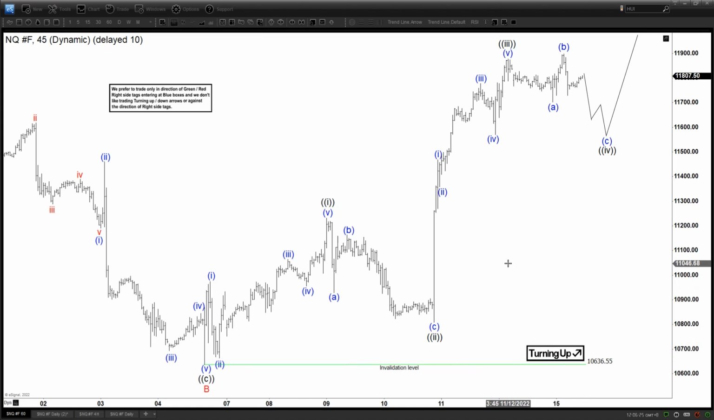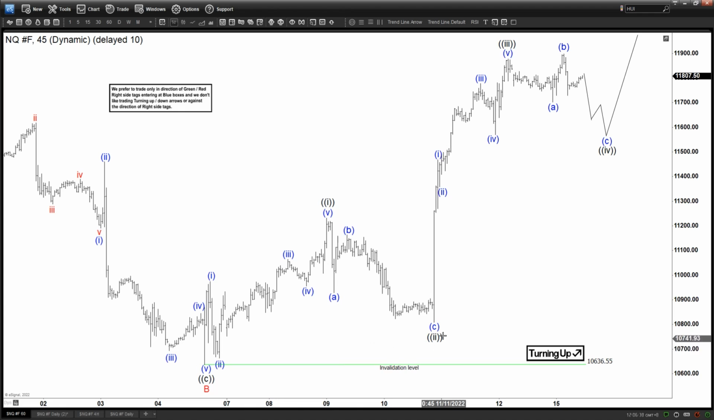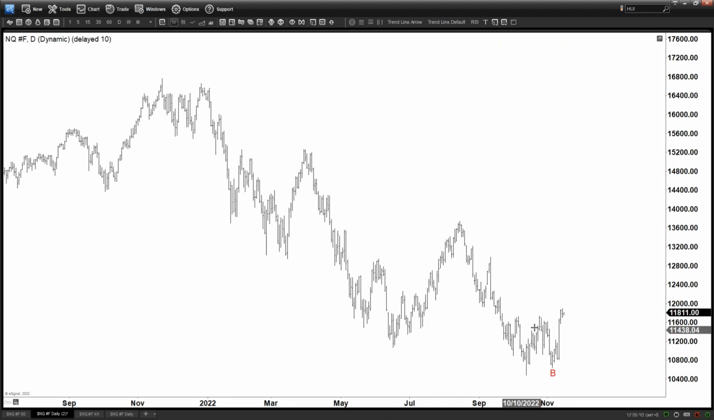Now let's zoom out and get some better ideas where we are in the larger time frame. I'm zooming out to the daily time frame now. I'm just transferring the B here that you see in the 1 hour time frame, this B. So I'm just putting it here. This is the same place that you see in the 1 hour, the 45 minutes chart.